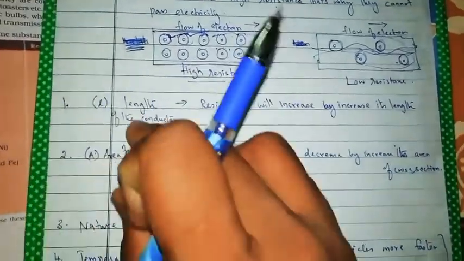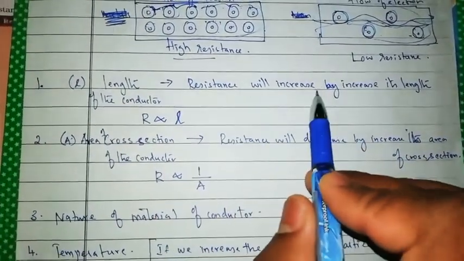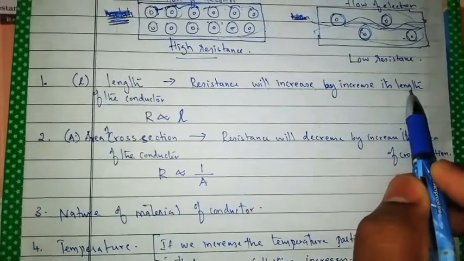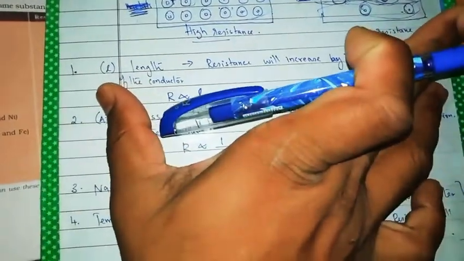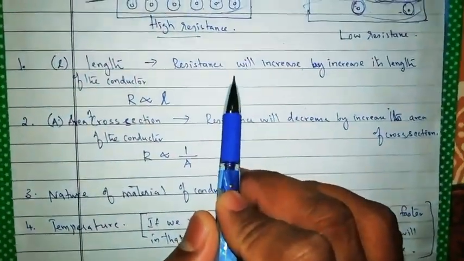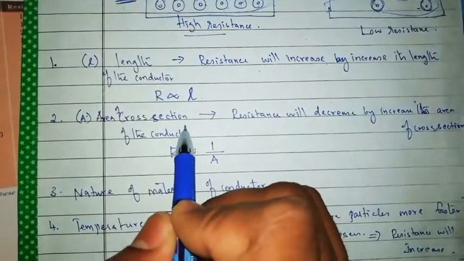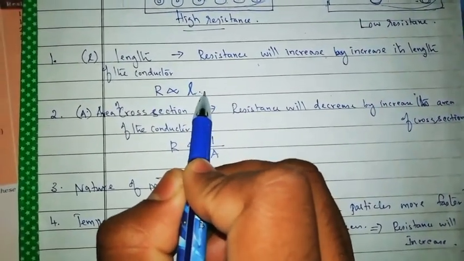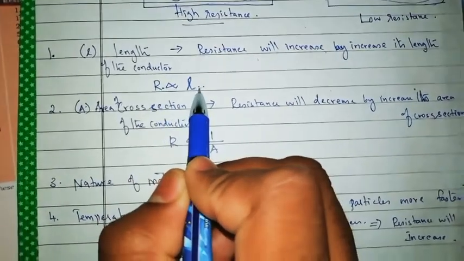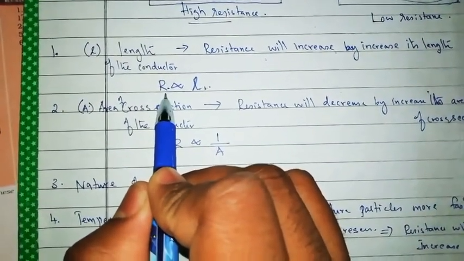If there is a long wire, or the length of the conductor is very high, then the resistance will increase as its length increases. If it is a short wire, the resistance will be very low. If it is a long wire, definitely the resistance will be more. So I can write that resistance is directly proportional to length. That means when we increase the length of the conductor, resistance will also increase. If we shorten the length of the conductor, the resistance will also decrease.